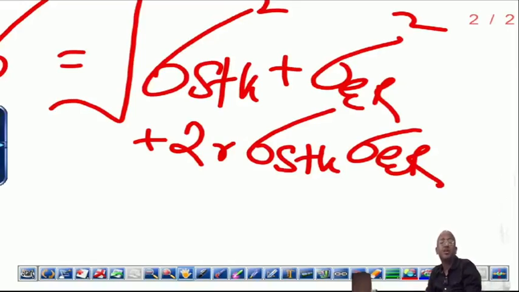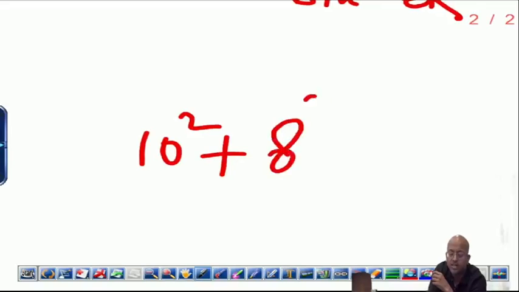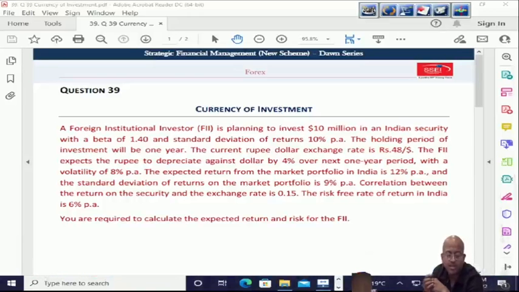Why does the weight not come? Because the weights are 1, 1. 1 square is 1. It's actually weight square, but the weight is 100%, 100%, because the entire money is invested in the stock, the entire money is invested in the currency. So weight vanishes. So the SD of the stock was 10, so 10 square. SD of the exchange rate was 8. I am cross checking. Yes. SD of the market is not relevant.